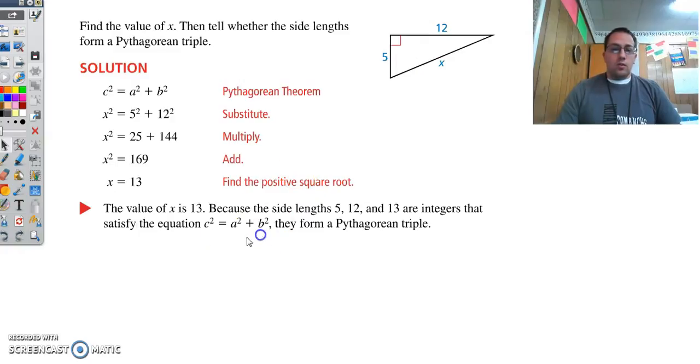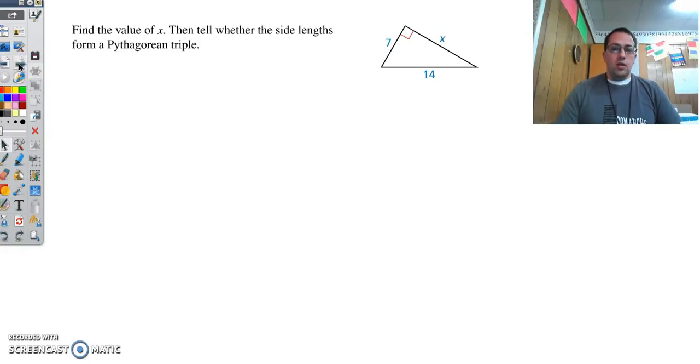Okay. So what I would like you all to do is this one here. Find the value of x, and then tell, is this a Pythagorean triple or not? Right. So pause the video, work that out, come back. Okay, let's see how you did.